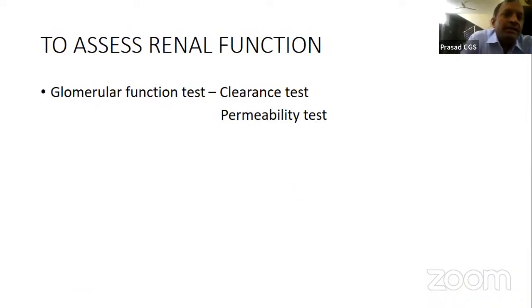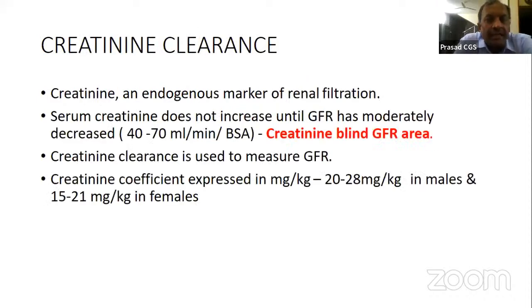Coming to assess the renal function, we do the glomerular function test. In this, we do the clearance test and the permeability test. Coming to the clearance test, creatinine clearance is used to assess GFR. We can also use inulin, but inulin is exogenous. We have to infuse inulin into the patient, so it's not used. The other method uses cystatin C, which I'll be talking about later.